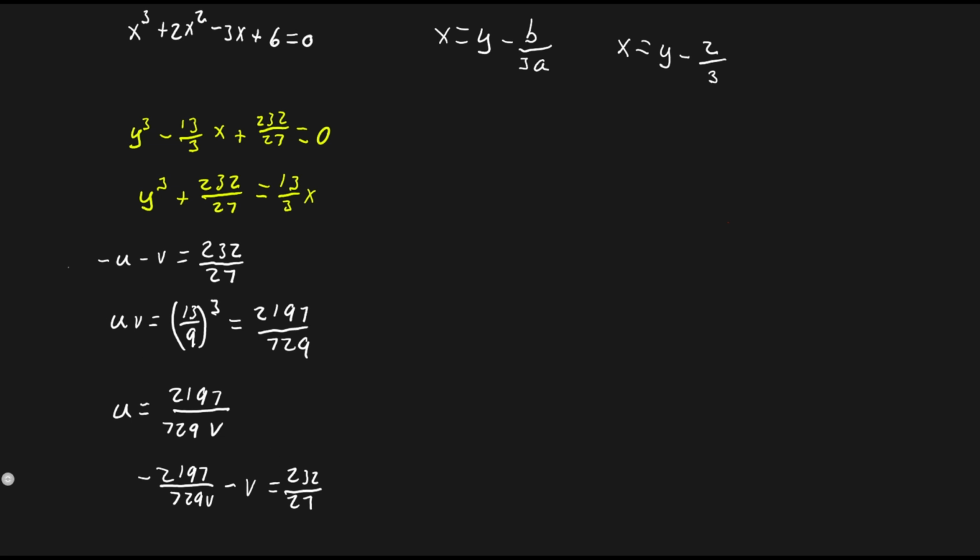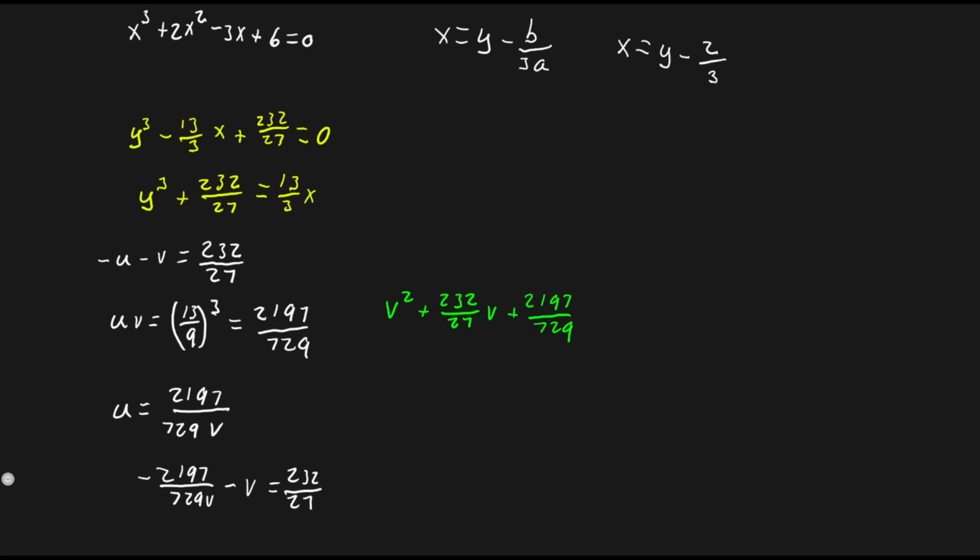And here we're just going to multiply by v. But since we have, again, our coefficients all negative, we're just going to write it positively. So we have v squared plus 232 divided by 27 v plus 2,197 divided by 729. Now we can multiply by 729 or simply just write it out like this.